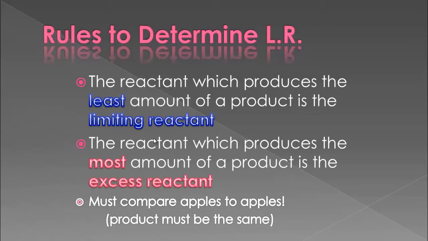So you always, though, must compare apples to apples. So you must pick the same product that you're going to change both of your reactants to. You can't change one reactant to the first product, the second reactant to the second product, because then you really can't compare because their ratios may be different. So we are always going to compare them to the same product. So again, pick your product.